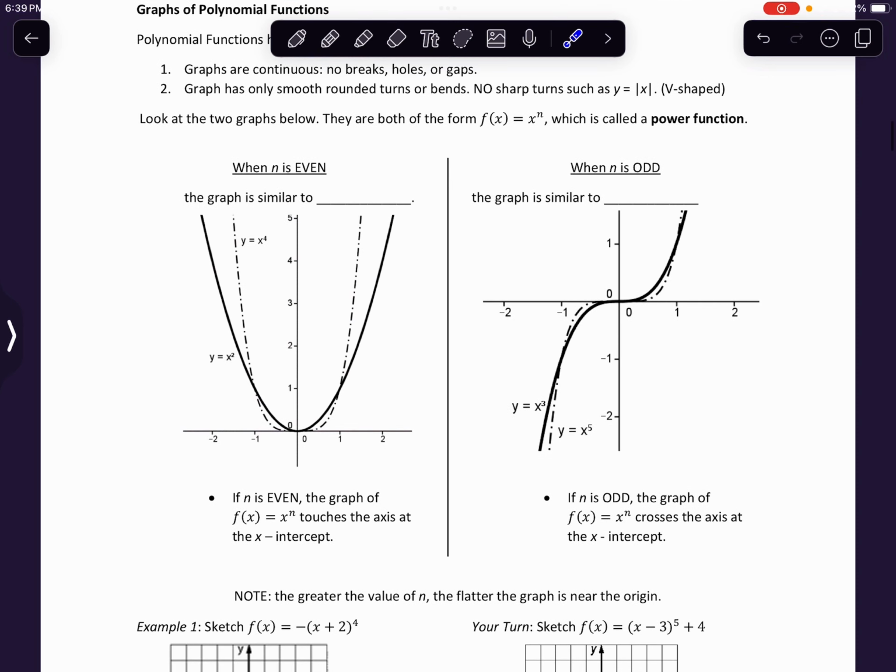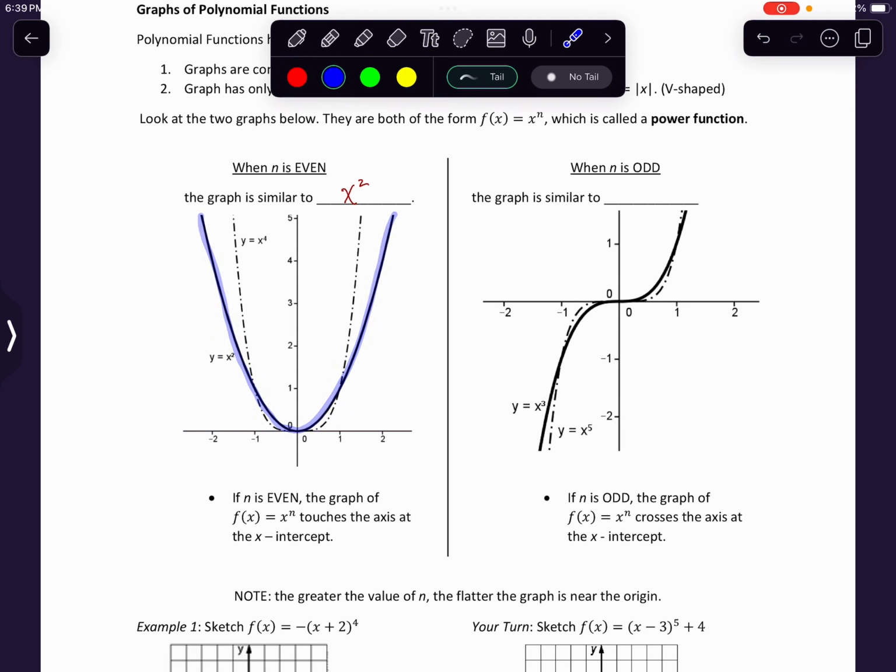When that n value is even, my graph is going to be very similar to that of the x squared graph. We know the x squared graph is parabolic in shape, so it's that U-shaped graph. Here, my regular parent function of x squared is right there. And then for x to the fourth, whenever I get that exponent that's just a little bit higher, it's still U-shaped, but it's a little bit skinnier on the sides and a little bit flatter at the bottom. It says if n is even, the graph of f of x equals x to the n touches the x-axis at the x-intercept.